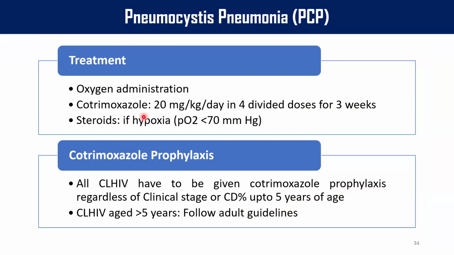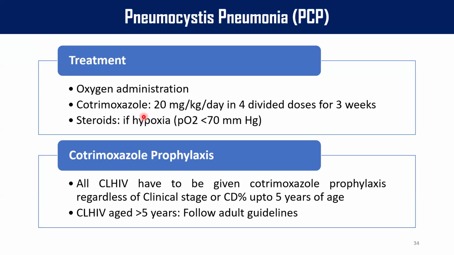If 4 divided doses is difficult, you can make it even 2 divided doses also. If there is a hypoxia, that is partial pressure of oxygen is less than 70, then you may add steroid, short course of steroid, 5 days, 2 milligram per kg body weight. Then you can taper over another 10 days or 21 days total. So total duration of therapy is 21 days.